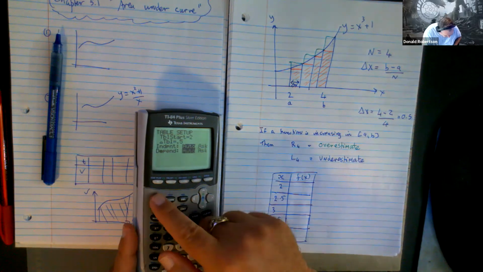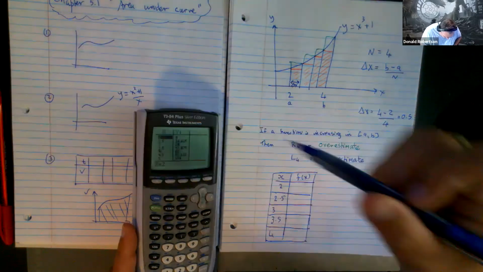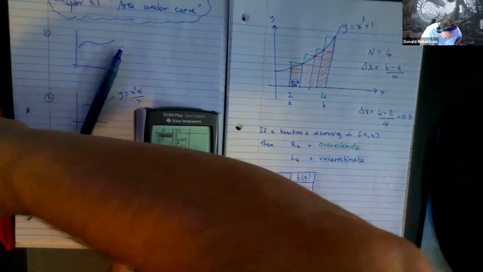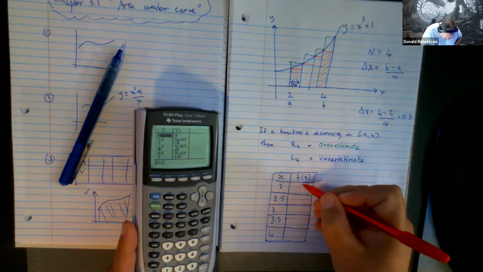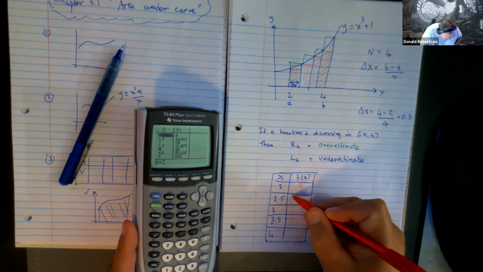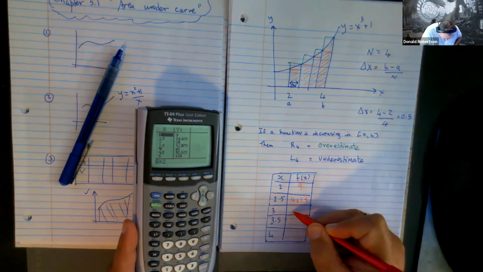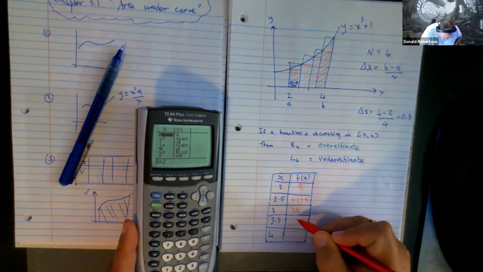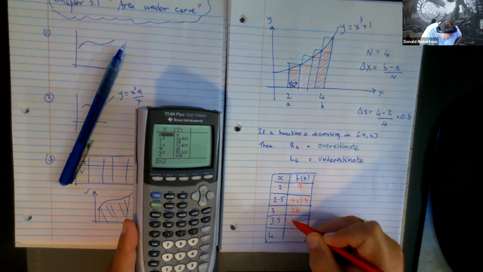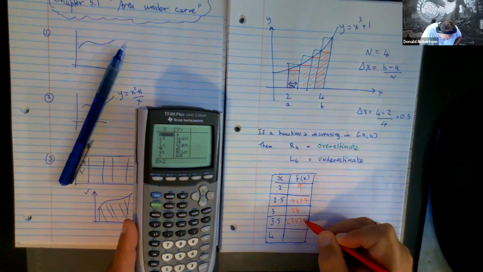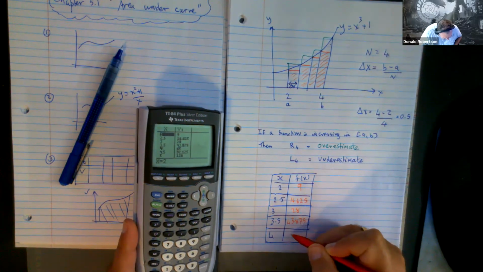And then I can just go second table. And now I've got, I'll put it in red, I think, all the answers I need and some extra. I have 9, 16.625, 28, 43.875, and finally 65.